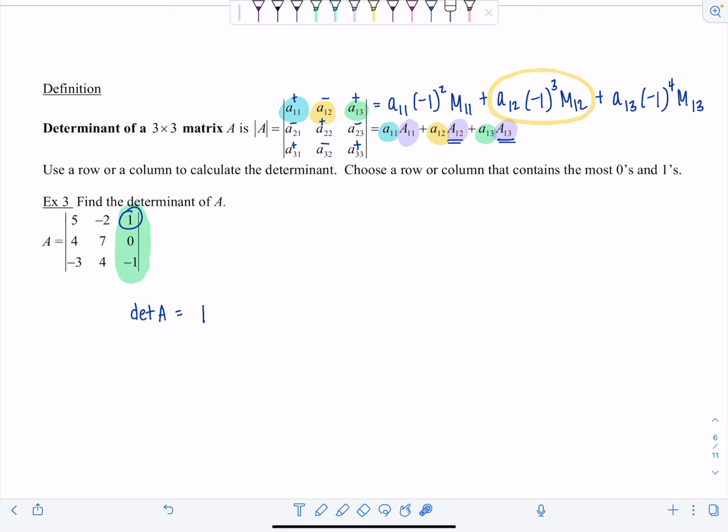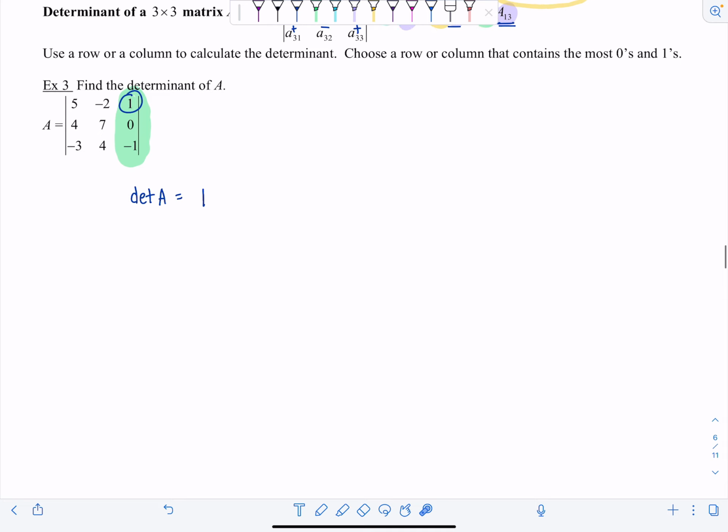So I'm going to leave this first term positive, multiply by the minor. The next one negative, multiply by the minor, and then positive. So watch. I have 1 times, now get rid of this row, this column, multiply by the determinant of the 2 by 2 that's left over. 4, 7, -3, 4. Good? Excellent. Now I'm going down column 3.